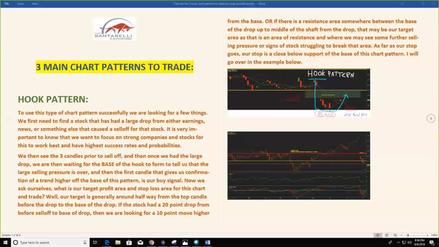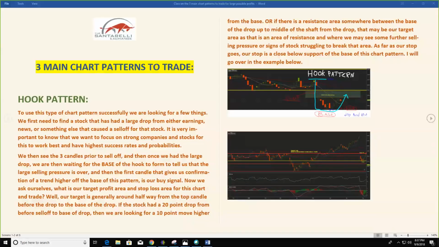In this video, this class, we're going to go over the three main types of chart patterns to trade. I've been telling members this for a while. If you just look at a chart, it's not going to tell you much. You really have to analyze and draw up the charts so you can see what's going on with that stock and anticipate any type of moves that it may have. So we're going to go over the three main types of chart patterns I like to trade.